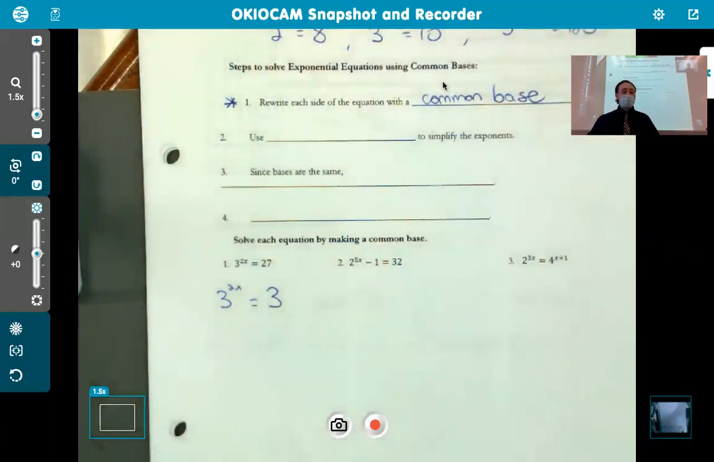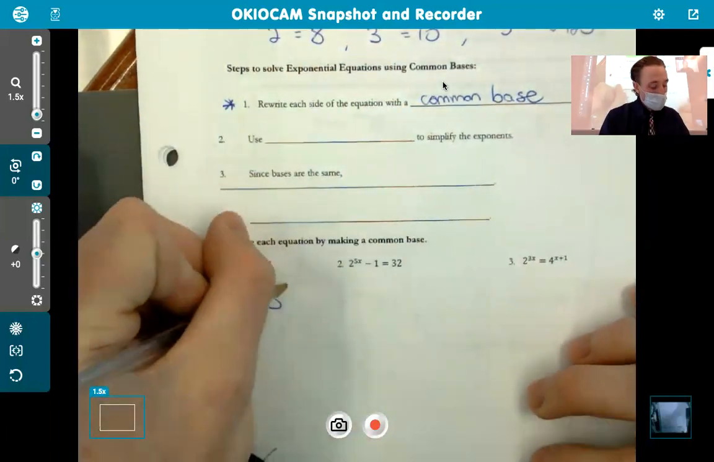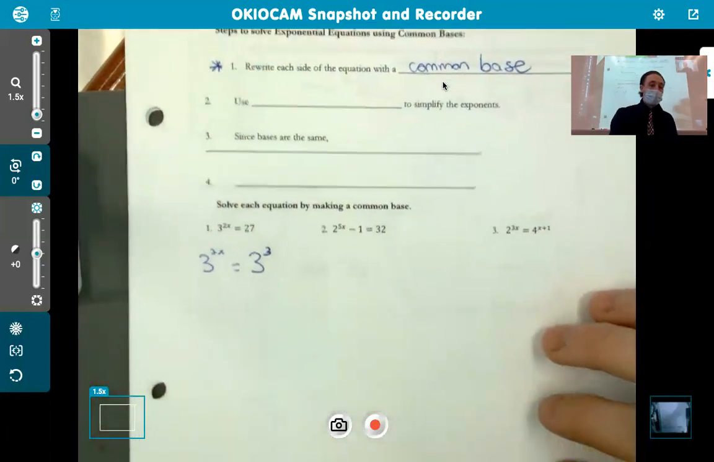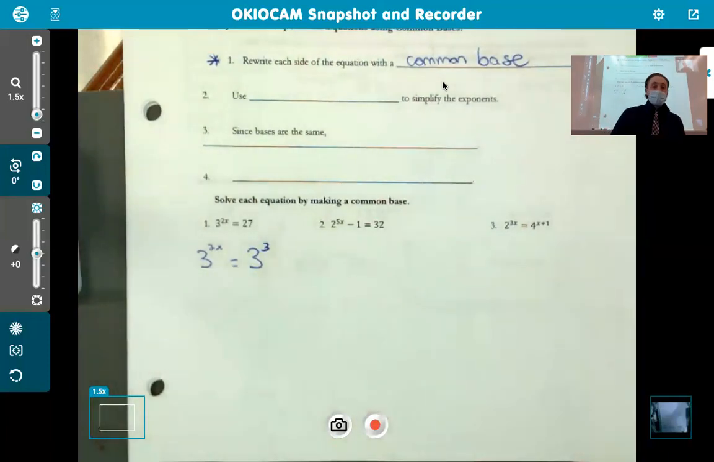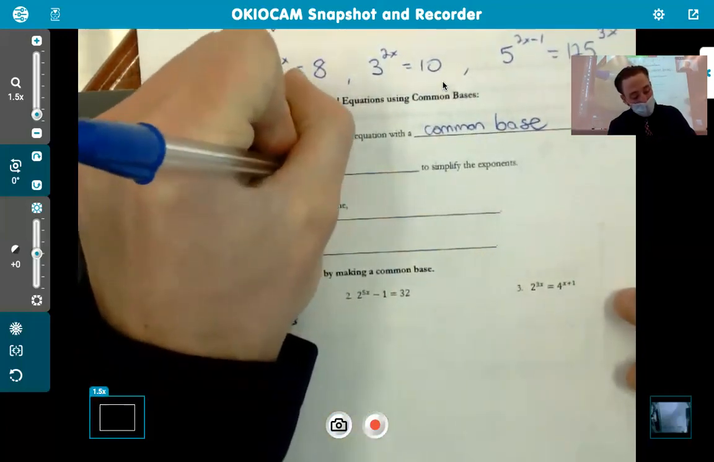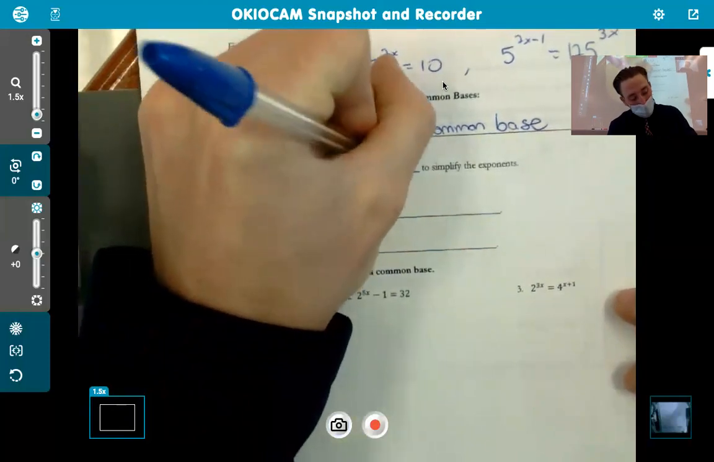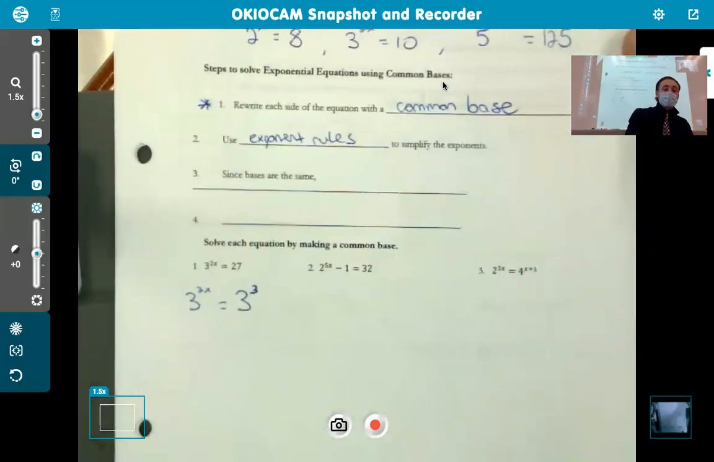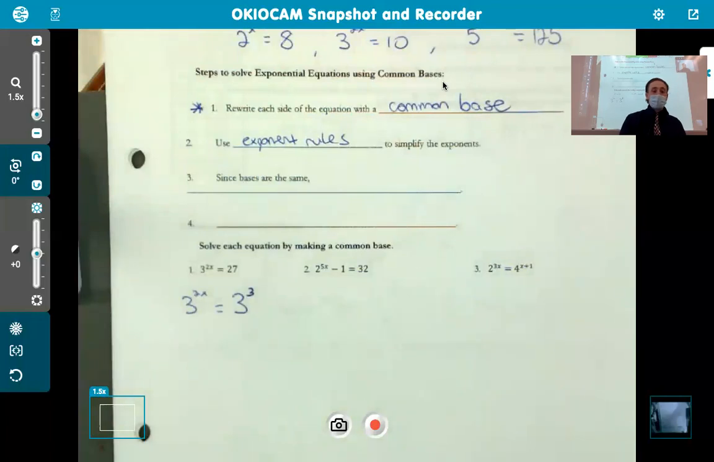And that's how we can connect what we did in the little warm up there to what we're going to be able to use today to help us solve. All right. So my first step is to rewrite so I have a common base. My second step is to then use some of my exponent rules to simplify my exponents. Well, right now, my exponents are as simplified as they can be, right? I have the 2x and the 3. I can't break those down any further. I can't combine anything. So although step 2 doesn't apply in this example, we will see it apply later on, right?